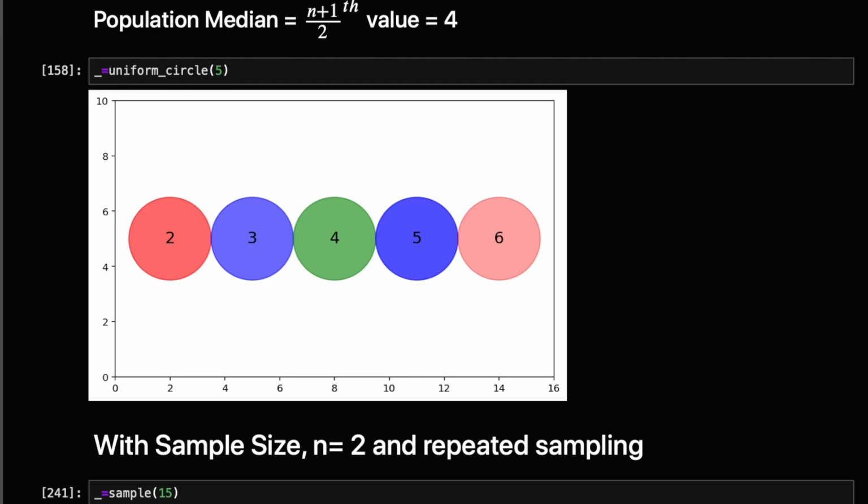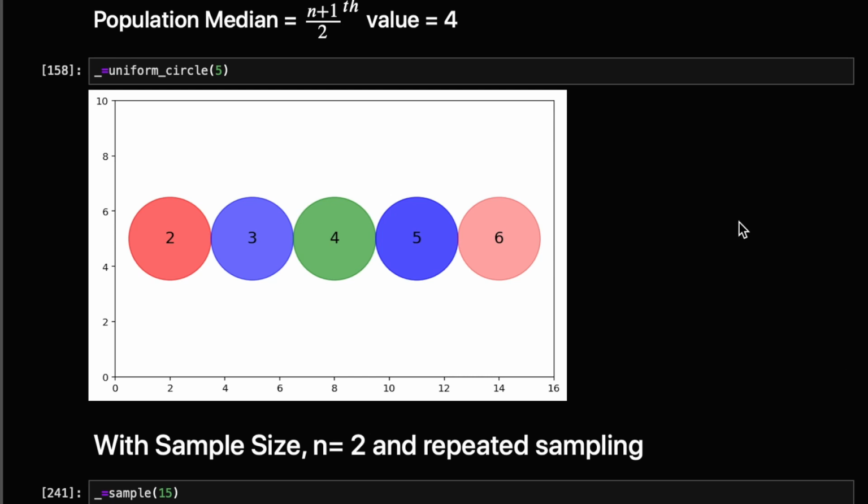Now, let's imagine that there are 5 circles inside a box. We can draw one circle at a time, look at its value or the number on it, and then put it back inside the box. Then we draw one circle again and note its value. We can do this exercise repeatedly, considering a sample size of 2 for our experiment. This would be a repeated sampling.